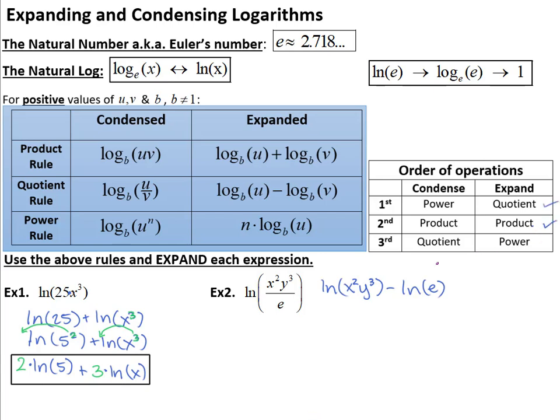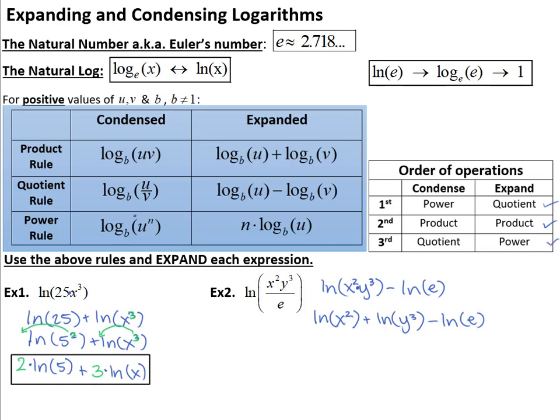Okay, so we did the quotient rule. Next, let's see the product rule. Do we have things being multiplied? And yes, we do. This logarithm we can split into 2 logs, right? This one says we can write them as 2 logs being added. So the natural log of x squared plus the natural log of y cubed, and then we still have our minus the natural log of e.